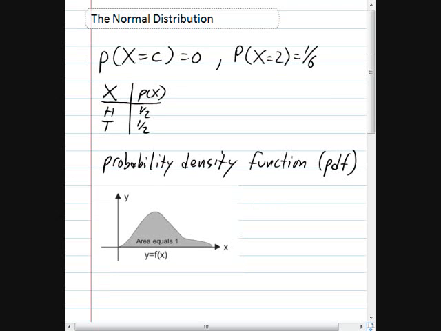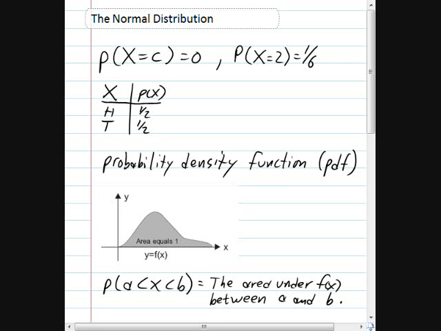Recall that with a continuous random variable, the probability of that random variable taking on a specific value is 0. But there is a probability that it will take on a value within a range of values. So suppose that x is a random variable with probability density function f of x. Then the probability that x takes on a value between a and b can be found by finding the area under the probability density function f of x between the points a and b.